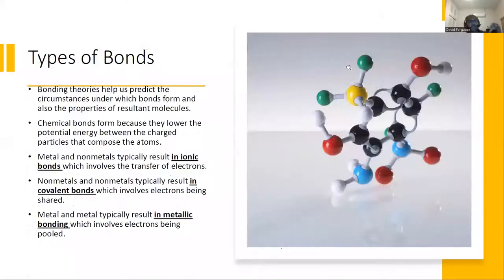Okay, so bonding theories help us predict the circumstances under which bonds form and also the properties of resultant molecules. Chemical bonds form because they lower the potential energy between the charged particles that compose the atoms. Metals and non-metals result in ionic bonds. Non-metals and non-metals typically result in covalent bonds. And metals and metals typically result in metallic bonding.